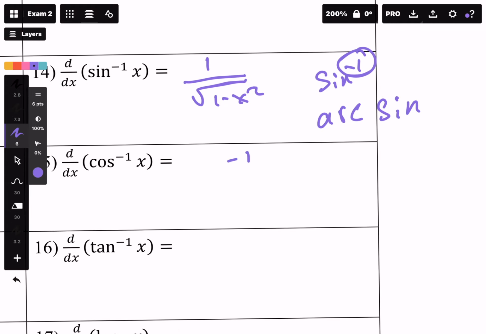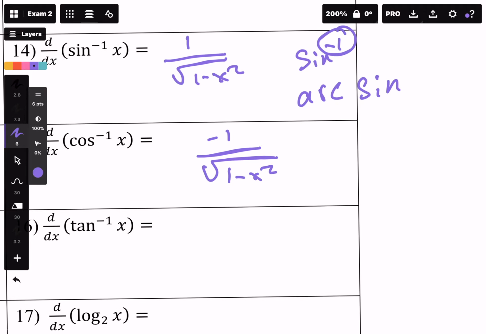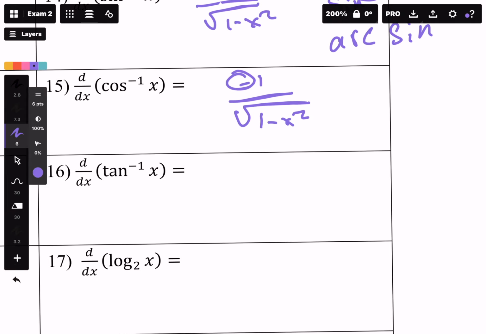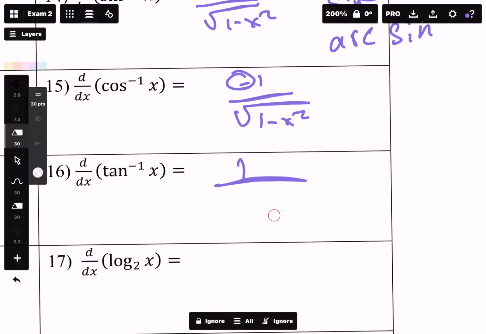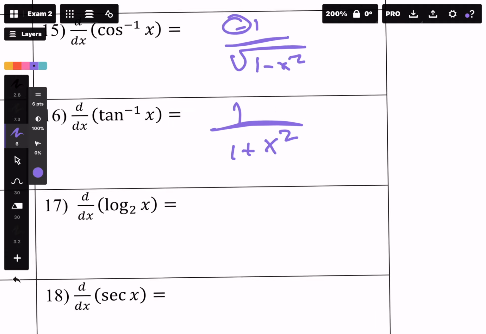This one will be just negative 1 over root 1 minus x squared. The fun thing is, all you have to change is if it's negative or positive. That's it. And for this one, you just don't have to write the root. So it's just, oh, I contradicted myself. So it's just going to be this, positive.